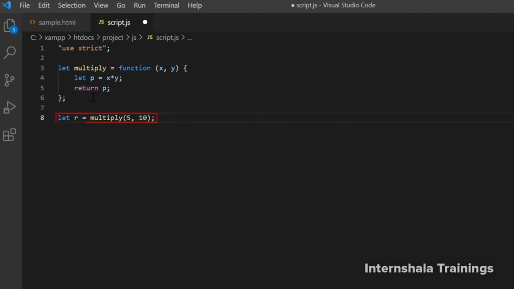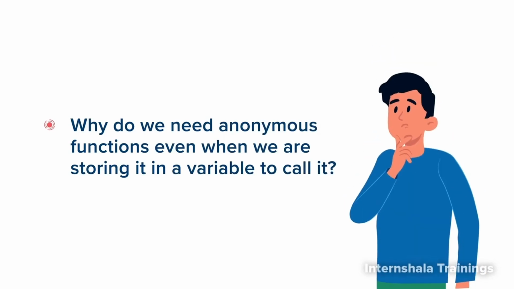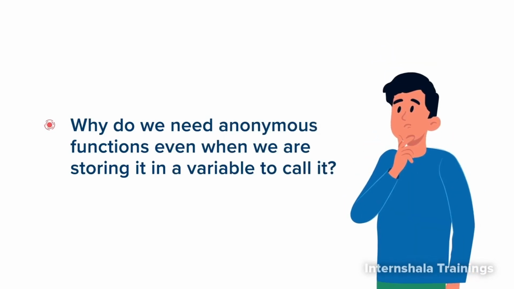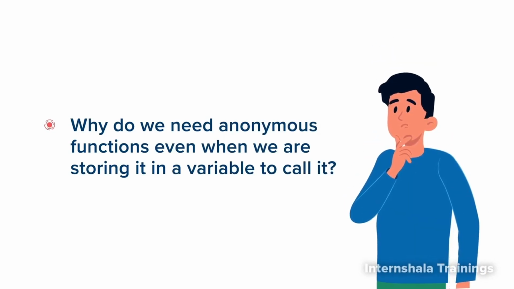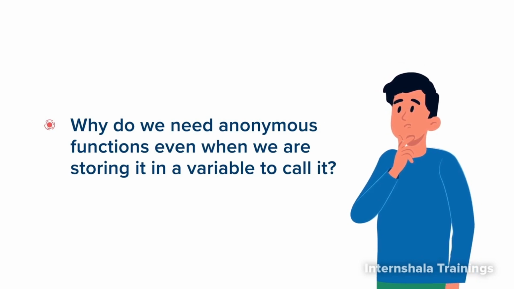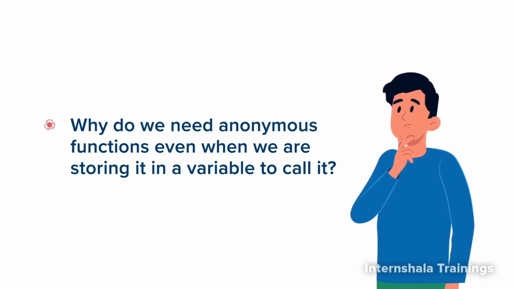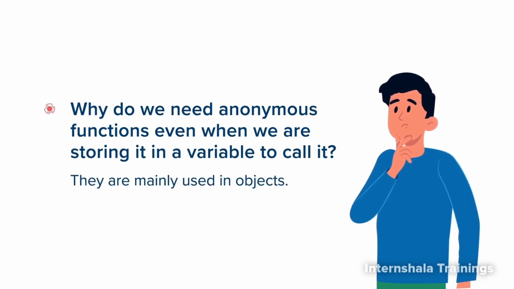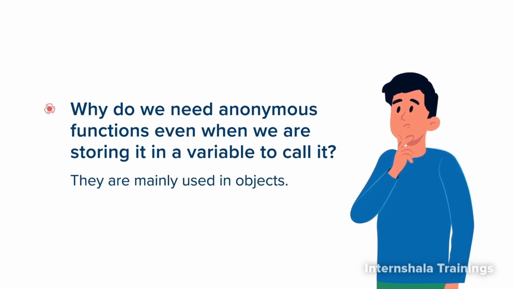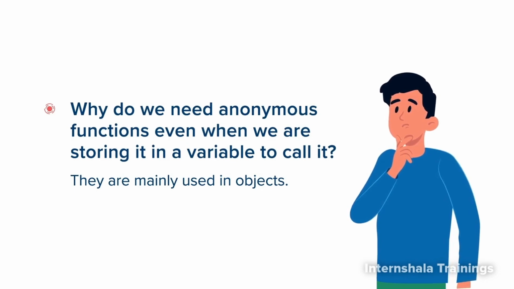Now you may wonder, what's the point in having an anonymous function when we are anyway storing it in a variable in order to call it? Wouldn't it be better if we instead name the function itself? Well, this is a valid question. Anonymous functions are mainly used in objects. We will understand their significance in the next topic.